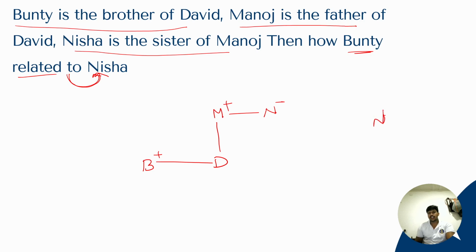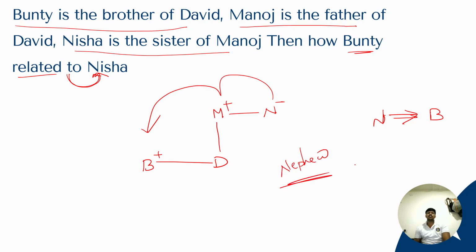So if you are N, how are you going to call B? If I am N, B is my brother's son. Brother's son, we are going to call him nephew. If it is a daughter, we are going to call her niece. But it's a male person, so we are going to call him nephew. That will be your answer.